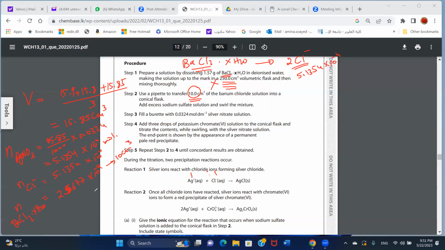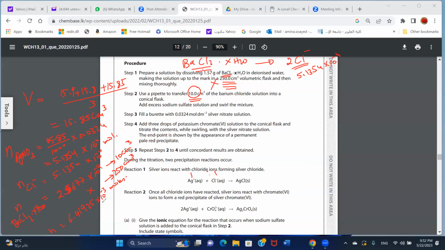So what will be the number of moles in 250 centimeter cube, the volume that they prepared the solution in? Understand what I'm doing? By cross multiplication, you are going to multiply 2.5677 times 10 to the power minus 4 times 250 divided by 10, as if you are going to multiply it by 25. You get 6.41925 times 10 to the minus 3. Understand till now, or do you have any point that you do not understand?